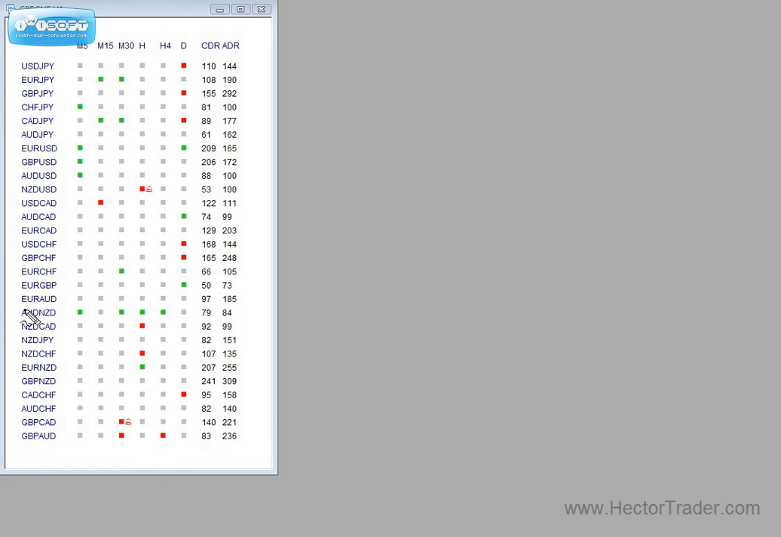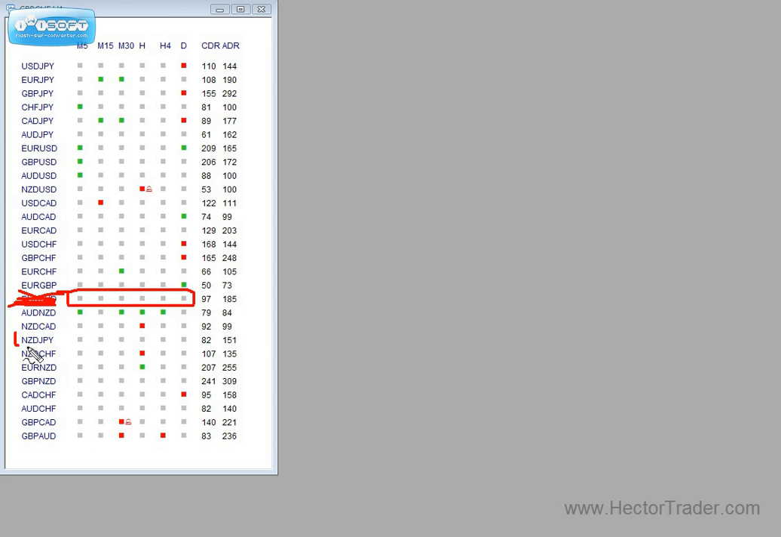The dashboard really is a time saver. For example, have a look here at the euro against the Australian dollar. All of them are remaining gray. Have a look at that. All the time frames are remaining gray, so you know that you don't even have to open the euro against the Australian dollar chart. You can certainly cross it out of your watch list today altogether.